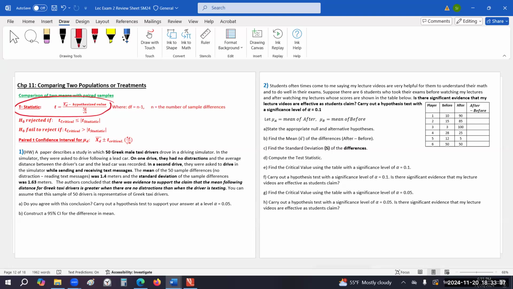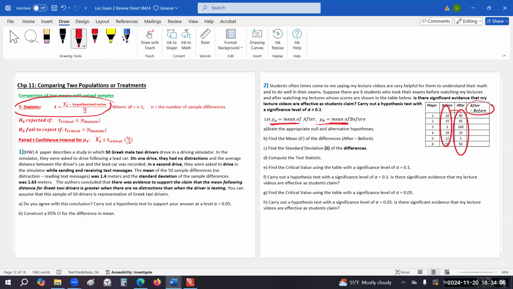There will be a raw data set given to you. You need to find the differences. So you subtract. See here, I already told you, each mean is what? So mu A means the mean for this data, and mu B means the mean for before data.